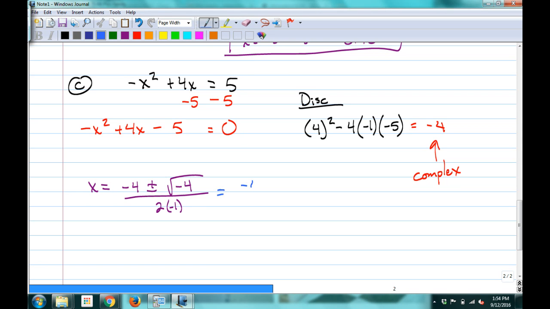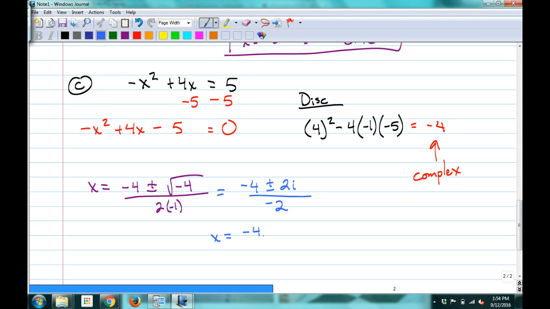So then we're going to simplify. What's the square root of -4? 2i. Good job. And then 2 times -1 is -2 on the bottom. So we're going to simplify that by splitting it into two fractions with the -2 on the bottom.